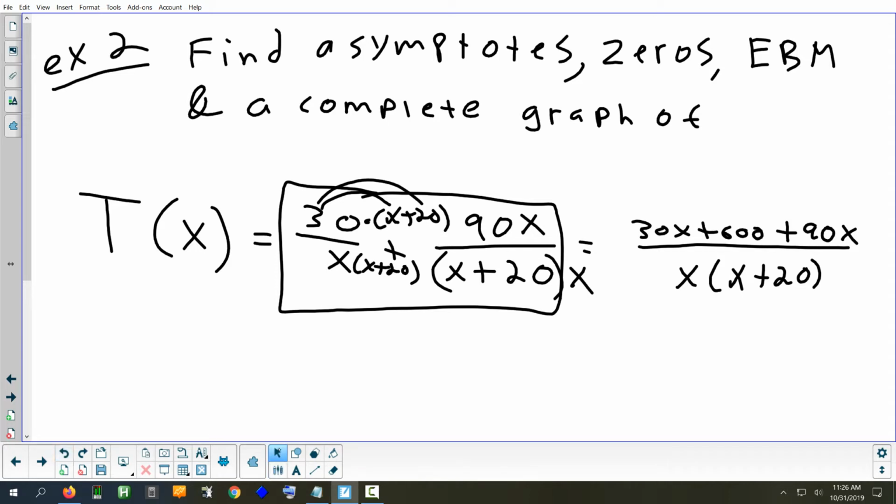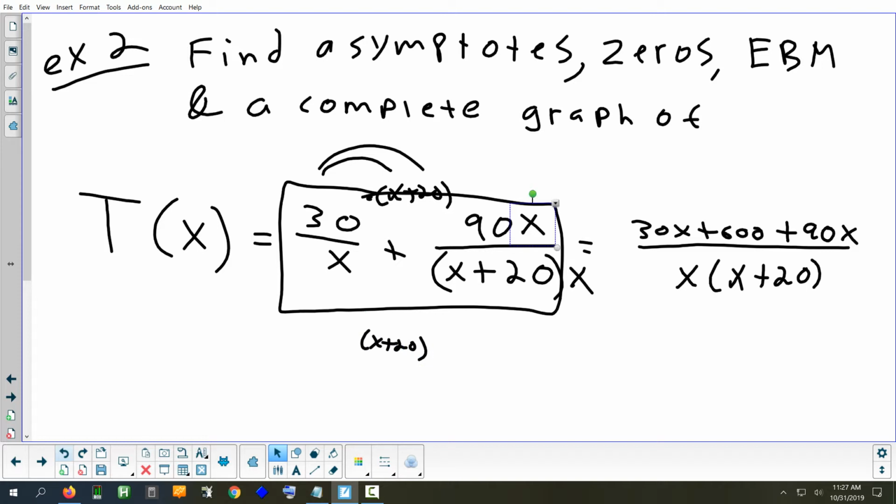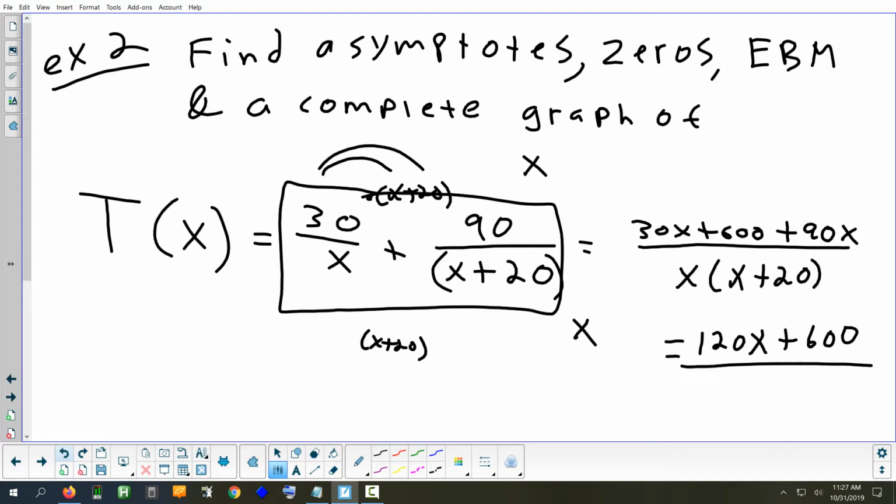Now, so I don't get confused, I just want to move this off like that, so I can see the original problem again a little easier. I won't get rid of it, but I want to focus on what was in the box. All right. We got some like terms in the top. Emily, what's 30x plus 90x? Yep, 120x plus 600. And Brandon, if I distribute the x in the bottom, what do I get? x squared plus 20x. Yep.